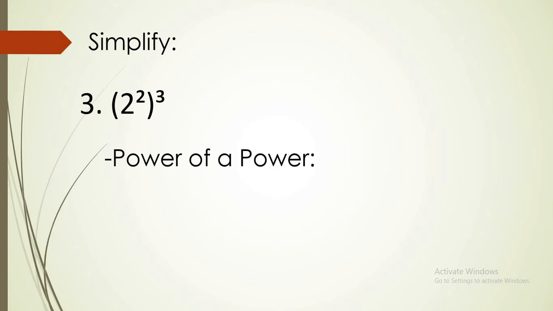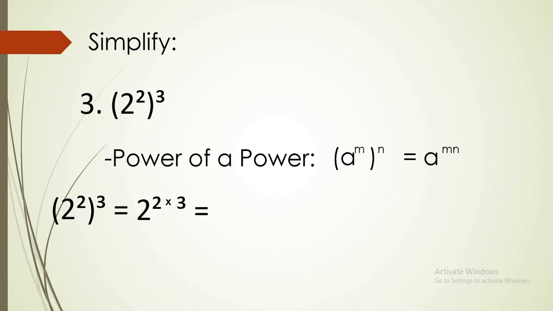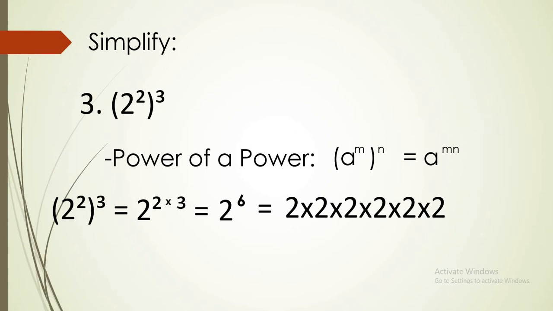from power of a power, which is quantity a raised to m raised to n is equal to a raised to m times n. Our a is 2 and our m is 2 and n is 3. So we have here 2 raised to 2 times 3, which is 2 raised to 6, and simplify it as 2 times 2 times 2 times 2 times 2 times 2, which is 64.